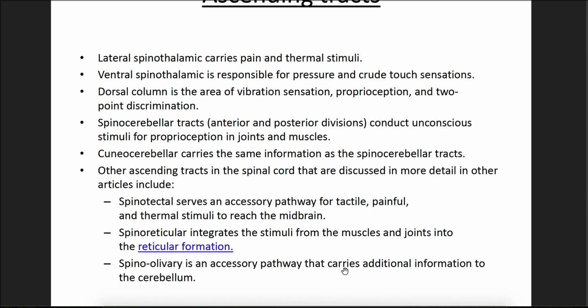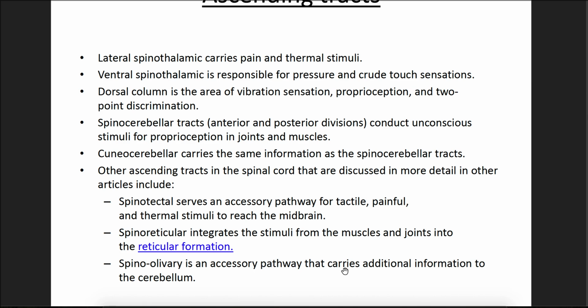Lateral spinothalamic for pain and thermal stimulus, ventral spinothalamic for crude touch and pressure. Dorsal column means fasciculus gracilis and fasciculus cuneatus for conscious vibration sensation, proprioception, 2 point discrimination. Spinocerebellar tracts, both anterior and posterior, plus cuneocerebellar, will conduct unconscious proprioception.